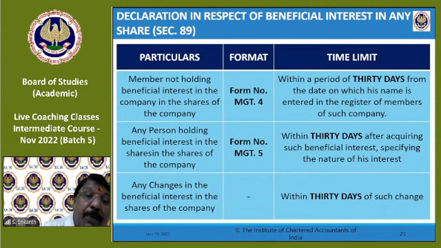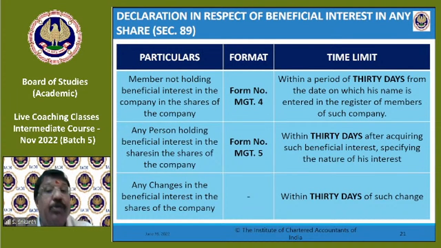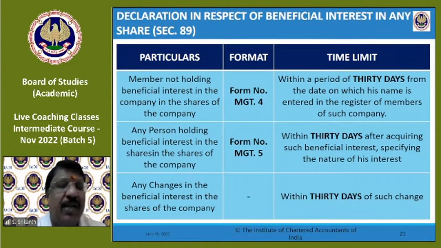Similarly, any person holding beneficial interest in the shares now has a duty to declare, "I am having beneficial interest, though the share is in the name of X." Beneficial interest means he is the ultimate beneficiary of those shares. If there is any change in the beneficial interest, then it has to be informed within 30 days.